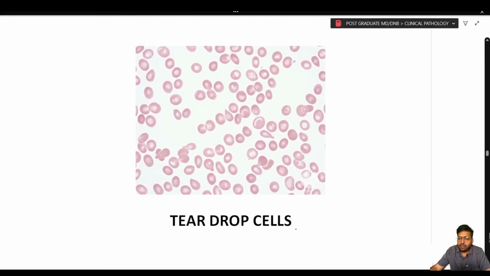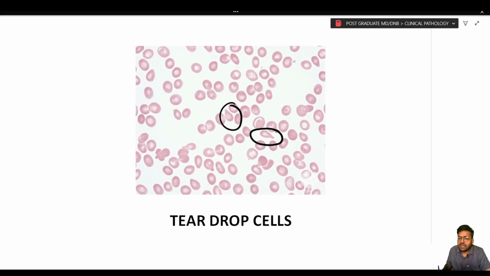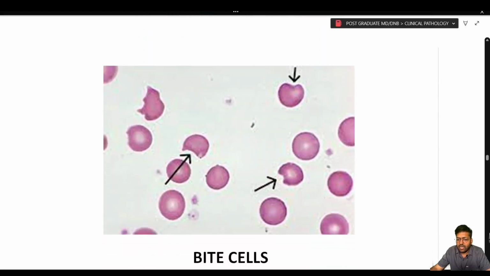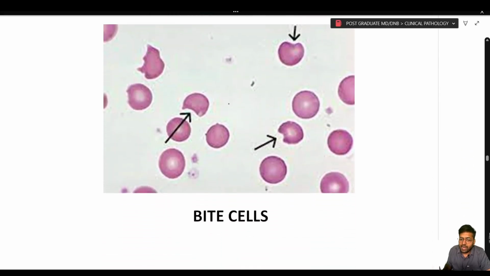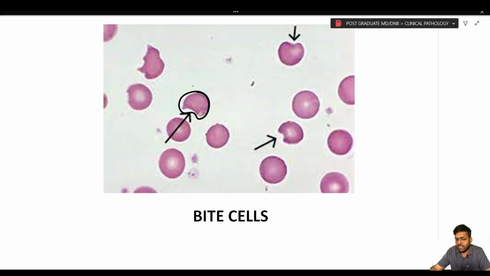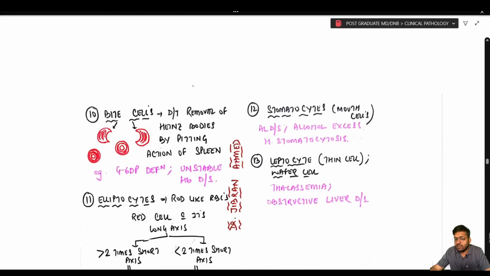So you can appreciate the teardrop cells. Let me show you, these are the teardrop cells. One end is classically tapered. These are the teardrop cells. See another teardrop cell over here. Very importantly, these are the bite cells, as if someone has bitten a portion of the cell. These are the bite cells, as we can appreciate, classically seen in G6PD deficiency.